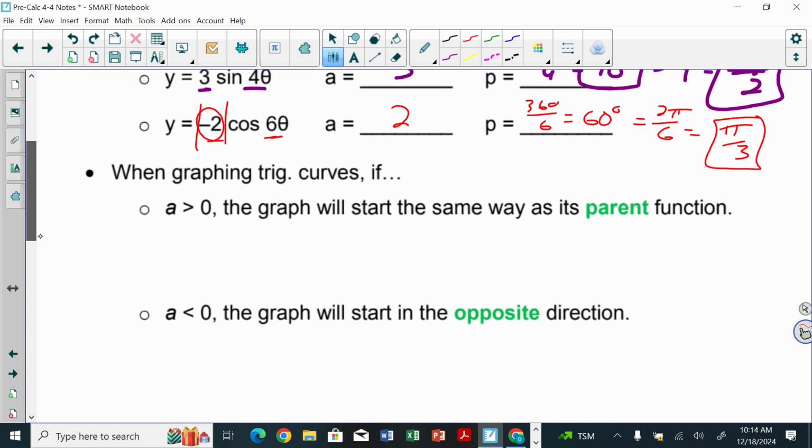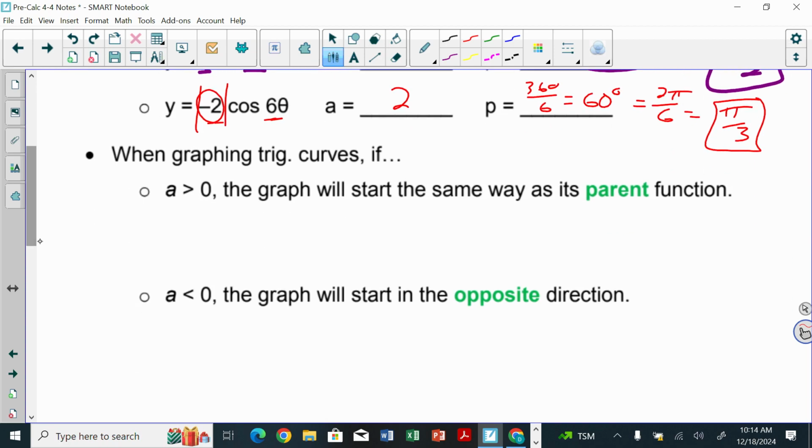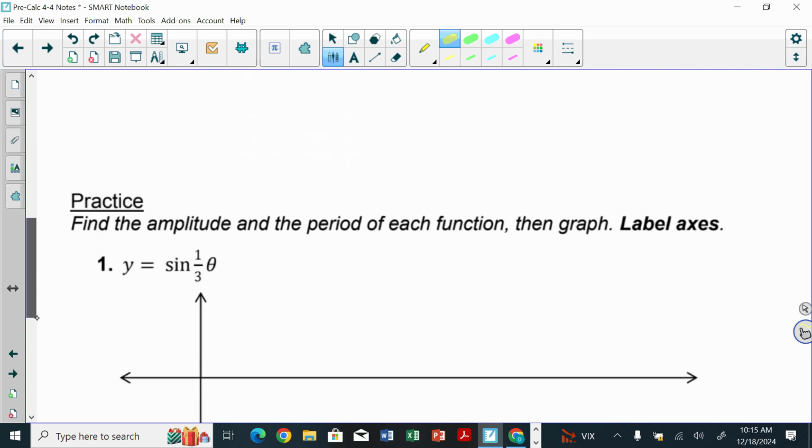So if you're graphing, just something to think about, if a is greater than 0, then the graph will start the same way as its parent function. The parent function is on the first page of these notes. It'll just start the same way. If it's negative, it will flip it over. So it's a reflection, and it'll start in the opposite direction. You'll see an example of that in our notes, but it just flips it, where instead of increasing, it'll be decreasing at that moment. Okay, so let's do some examples and then see where we're at.